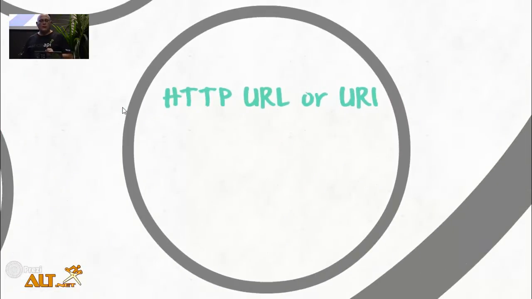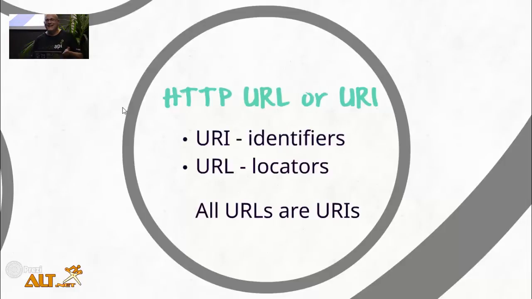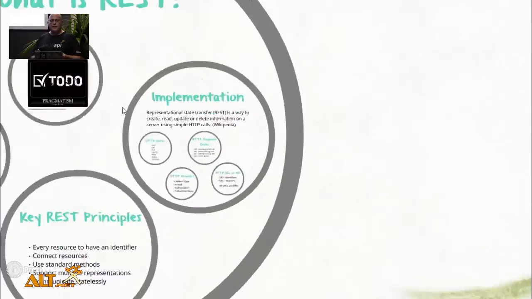And URL or URI. This is how you identify. So URIs are identifiers, URLs are locators, but as I say, all URLs are URIs. So I'm told. Okay. So using a URL to identify a resource is not a bad thing, and you'll see that all over. You'll see it on Facebook, you'll see it on Twitter, you'll see it everywhere where people are using REST-based APIs.